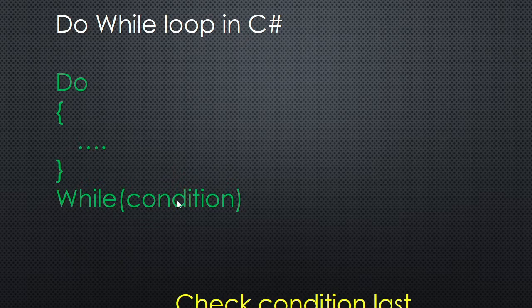The difference here, the compiler will first execute this code and then check the condition. So at the first step, the compiler will execute whatever is written here and then will check the condition. So if the condition is always false, for instance, the compiler will execute this and then will find the condition false, and the compiler then will finish the do while loop here.